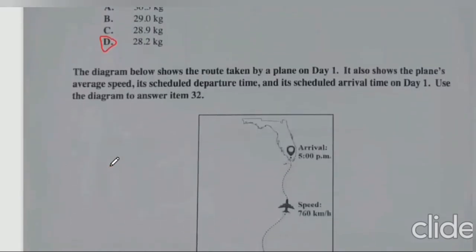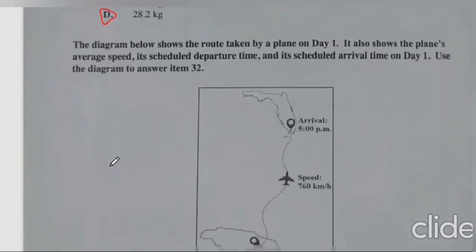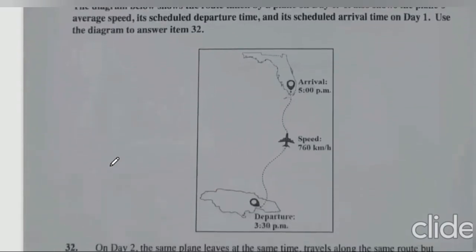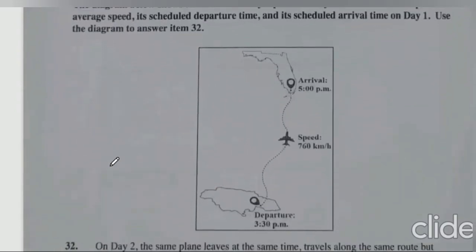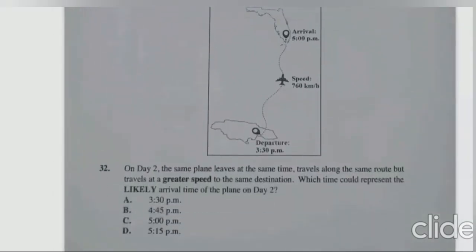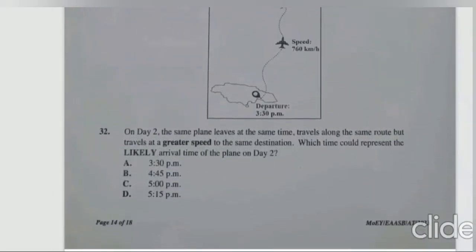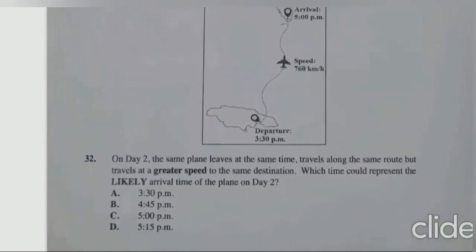The diagram below shows the route taken by a plane on day 1. It also shows the plane's average speed, its scheduled departure time, and its scheduled arrival time on day 1. Use the diagram to answer item 32. All right, so on day 2, the same plane leaves at the same time, travels along the same route, but travels at a greater speed to the same destination.